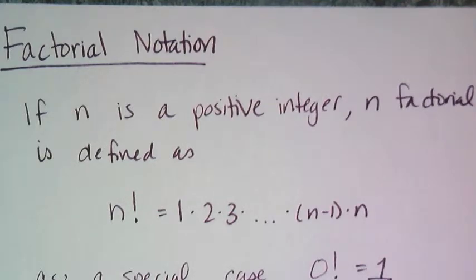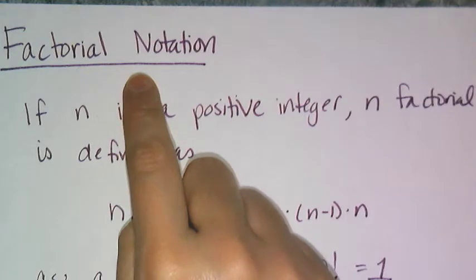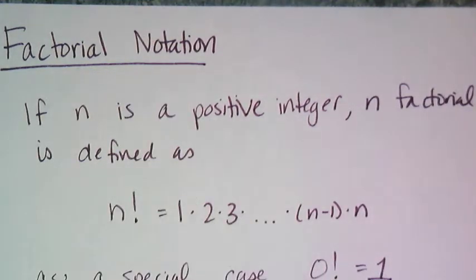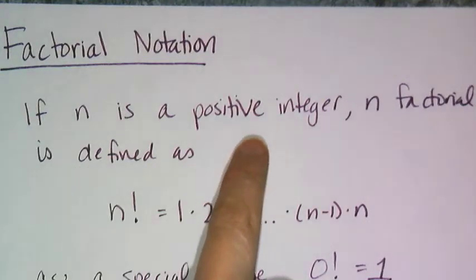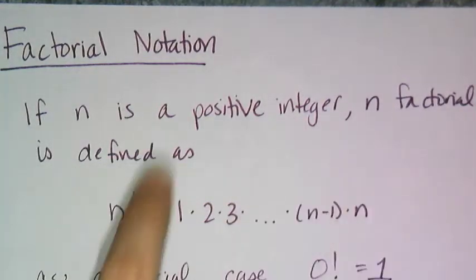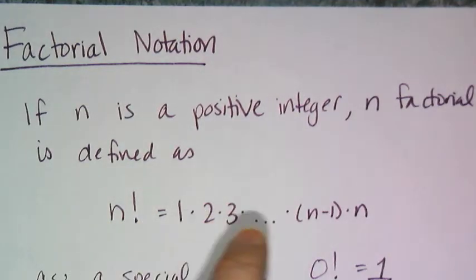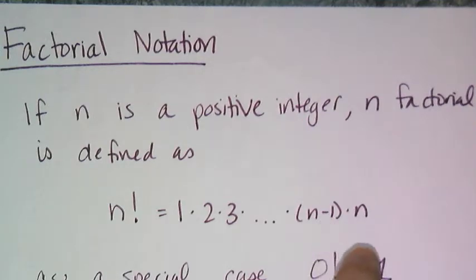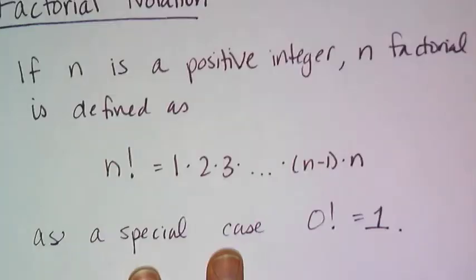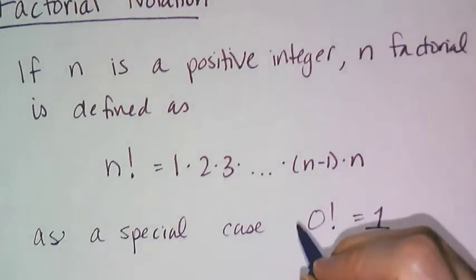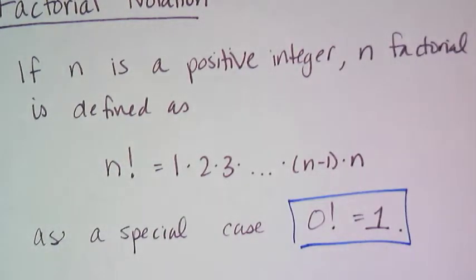Now, something we avoided in Algebra 1 altogether, but I know you talk about in 6th grade math because it's kind of a fun thing, is the factorial. Factorials become much more serious in Algebra 2 and beyond. So this is the definition of factorial. If n is a positive integer, n factorial is defined as n exclamation point, and it's 1 times 2 times 3 times ... times n minus 1 times n. As a special case, and remember this special case, we define 0 factorial as 1.